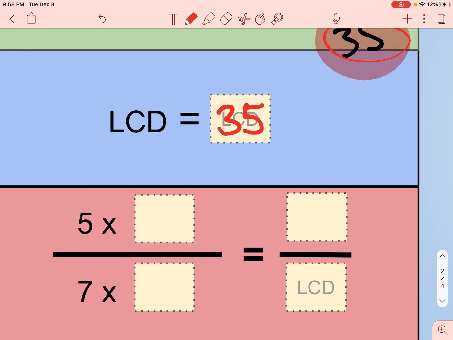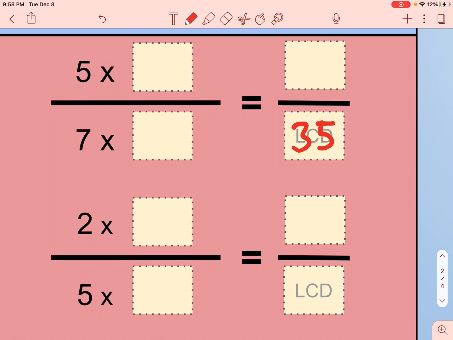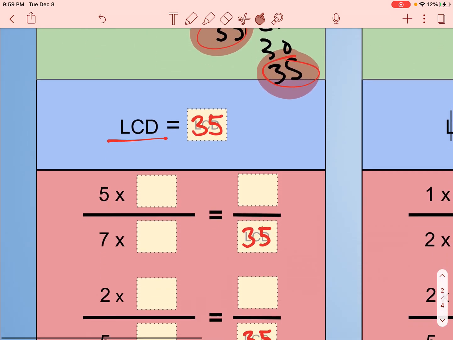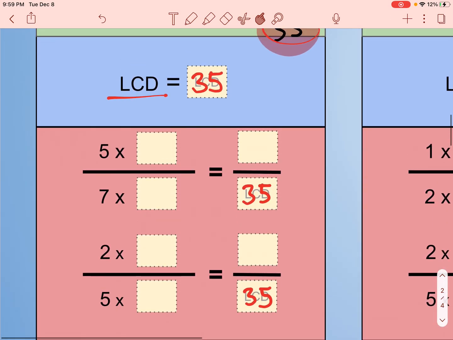I'm going to just plug in a 35 right there. Lowest common denominator, that's what the LCD stands for. And anywhere I see LCD, I'll just put the lowest common denominator. Here it is again. Okay, that's my new fraction. That's my new number that I'm going to be using. We're going to use it all over the place here. Okay, 35. Now the question is, how do I get from 7 to 35?